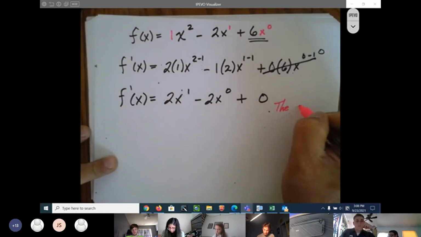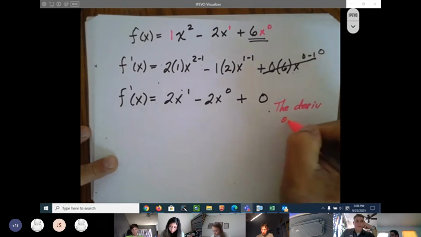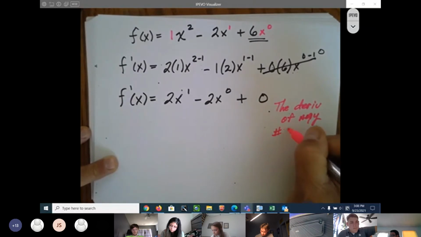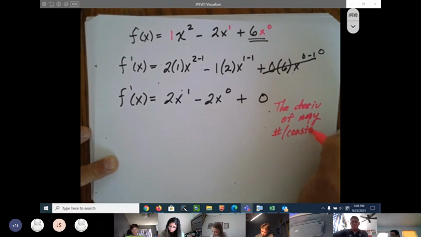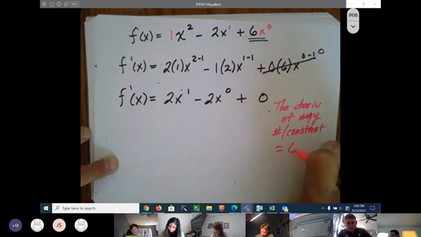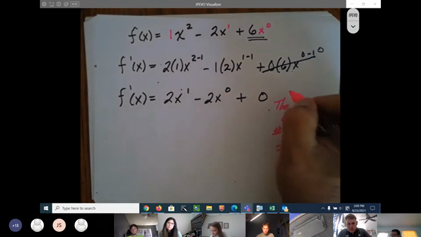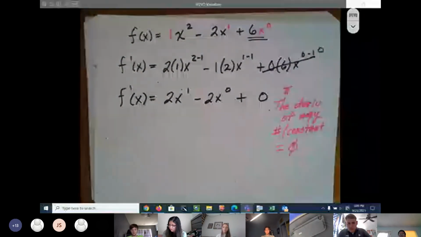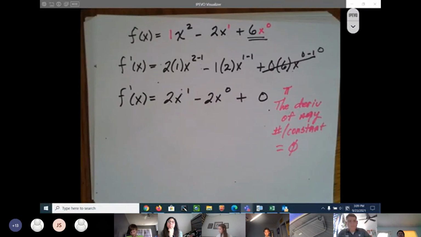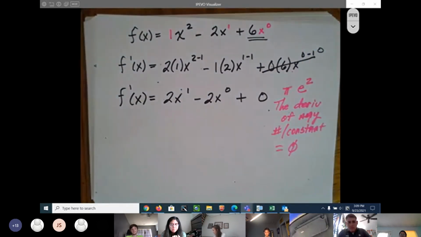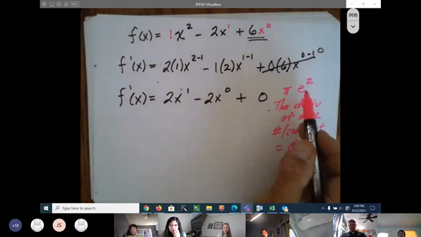The derivative of any constant, any number or constant, equals 0. That includes this number. What is that? Pi. What is pi? 3.14. It's a number. What is the derivative of pi? 0. What is the derivative of e to the second? 0. Always remember, these are numbers.